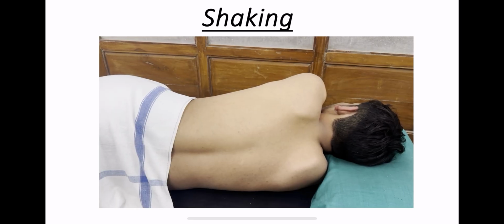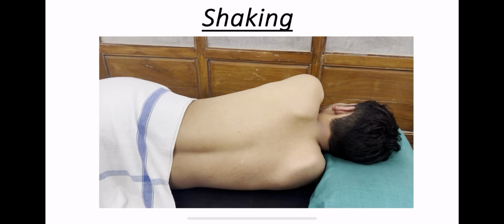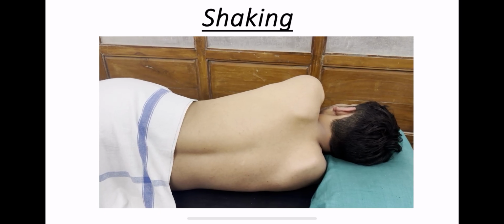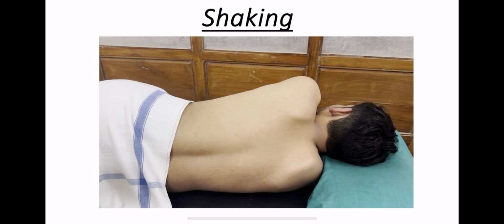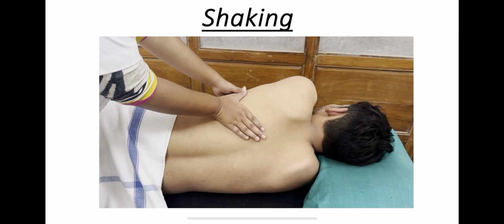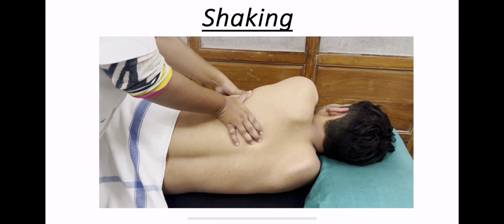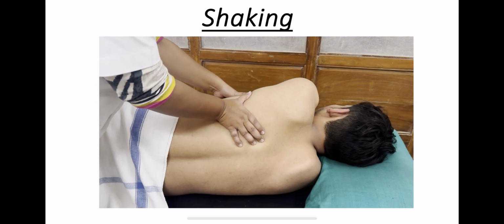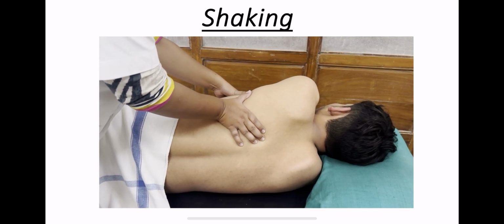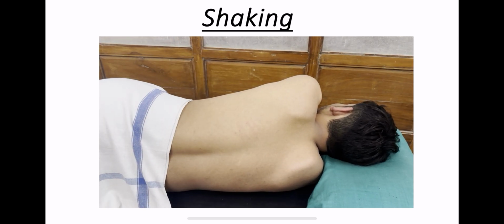Shaking. Patient position, side lying. Therapist position, box standing. Both the hands are placed over the chest wall, over the affected lobe. Shoulder is adducted and elbow is kept slightly flexed. We perform shaking on the lateral chest wall. Shaking is done only during the expiration phase.